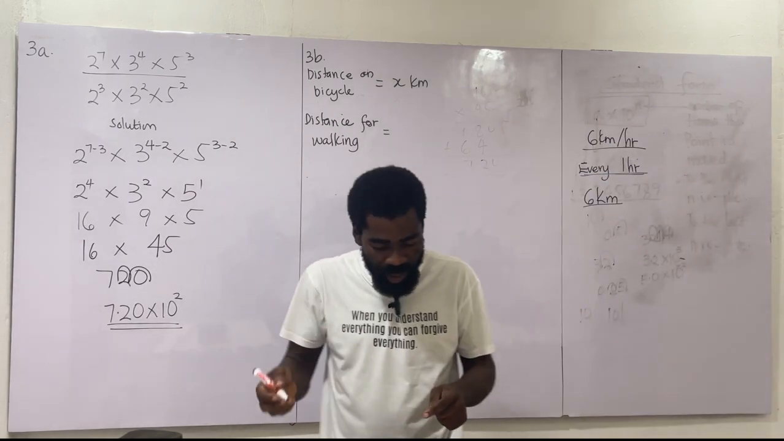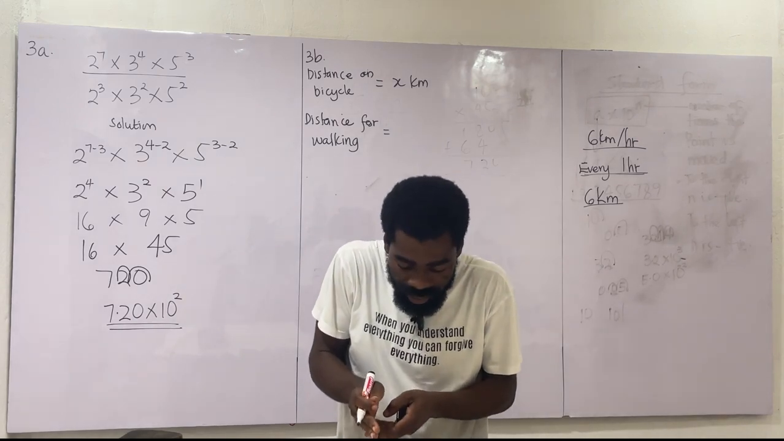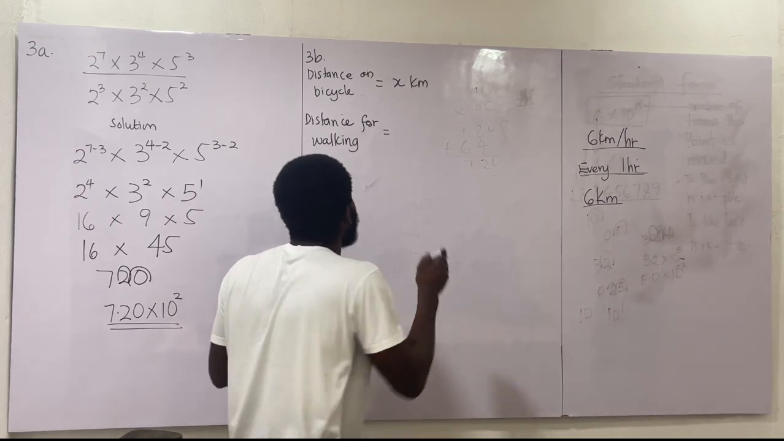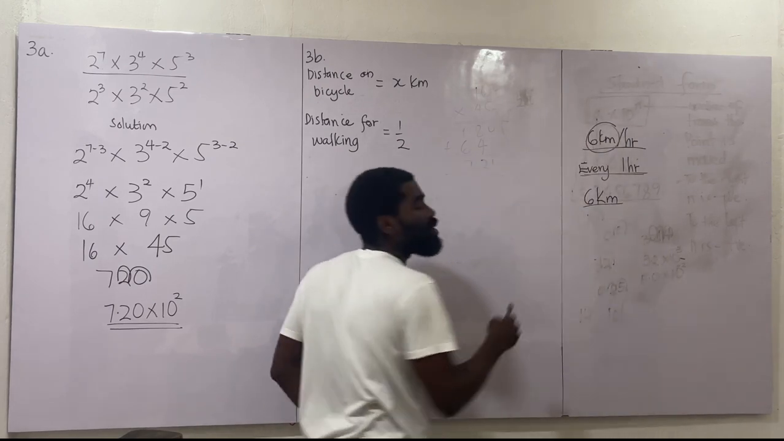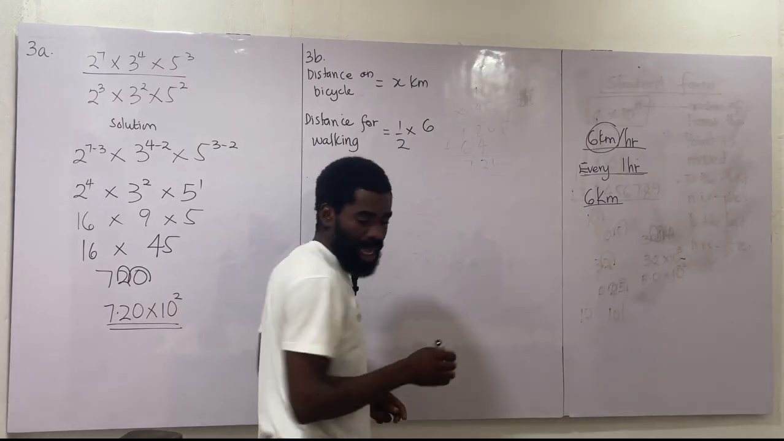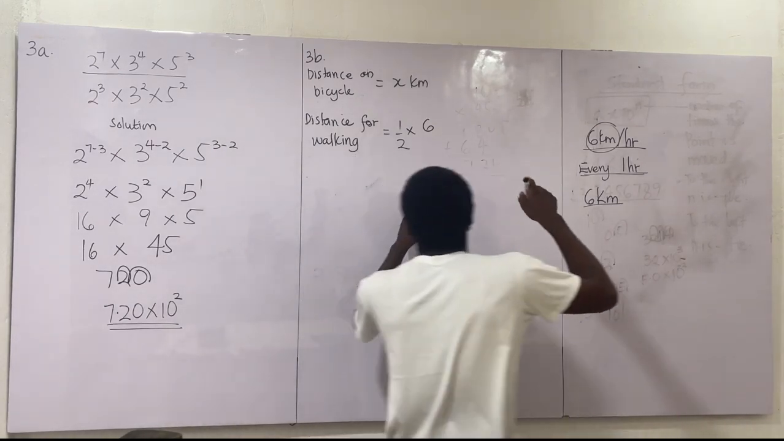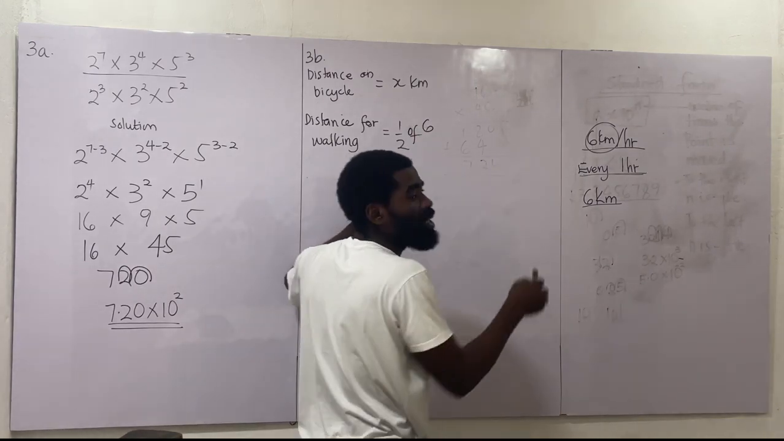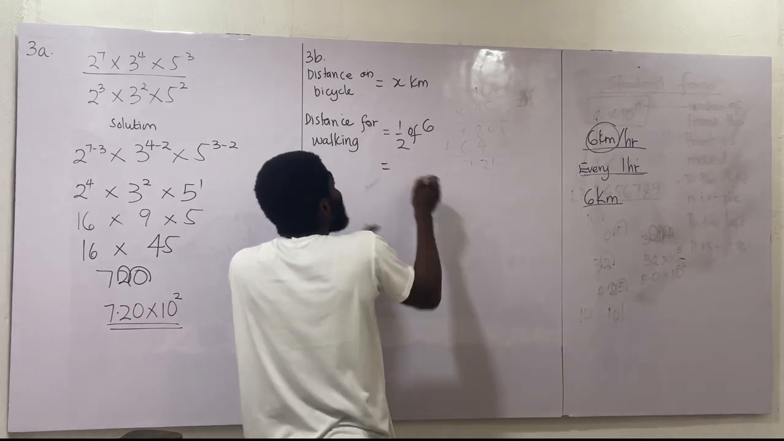But in this we are told that Kwame walked for half an hour at a rate of 6 kilometers. So half an hour means that the distance is half of the 6 kilometers. It's just half of 1 hour. So we have this times 6. And how do I get the times? Half an hour at a rate of is multiplication. So half of the 6 kilometers, that's what he wants.